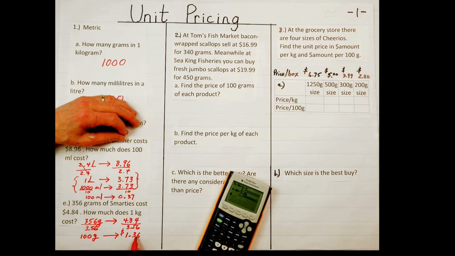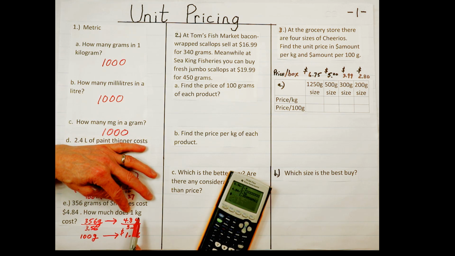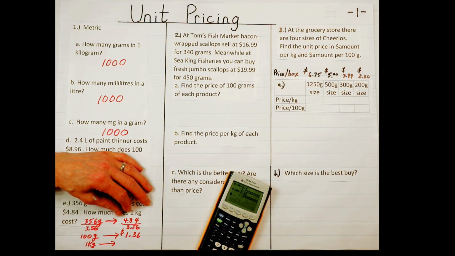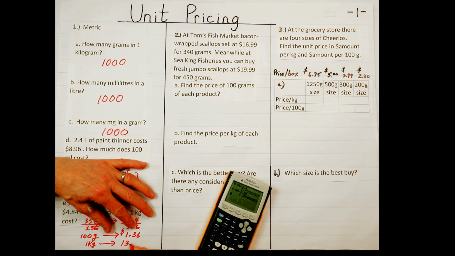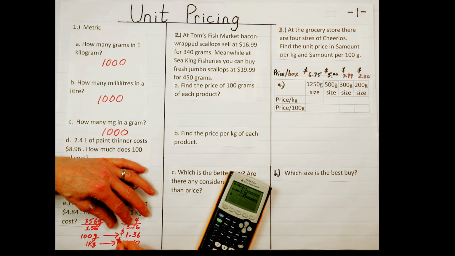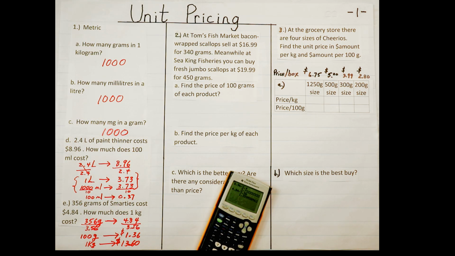So 100 grams of Smarties is $1.36, but it doesn't ask me for 100 grams, it asks me for 1 kilogram. 1 kilogram is 10 times 100 grams. So 1 kilogram is 1,000 grams. So if I multiply this by 10, I'm going to get 1 kilogram. And I'll multiply this by 10. And I'm going to get $13.60 for 1 kilogram. That's supposed to be a dollar sign for the Smarties.